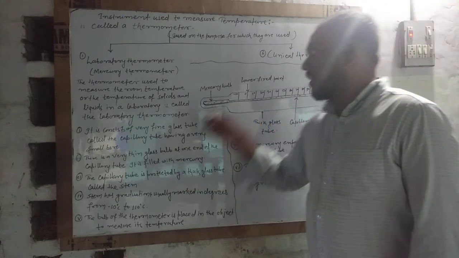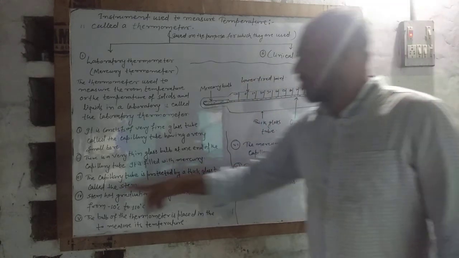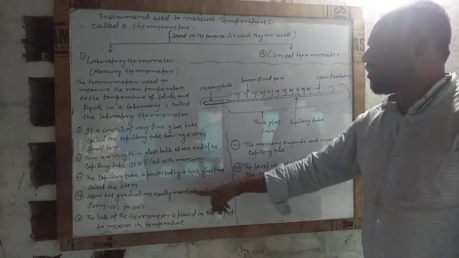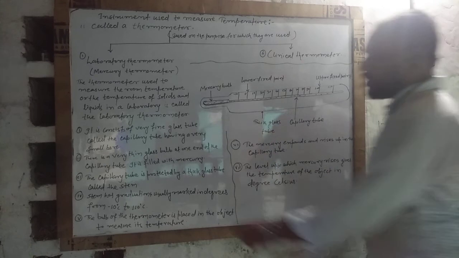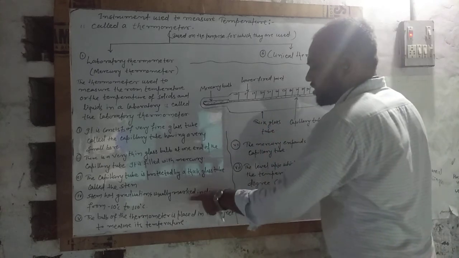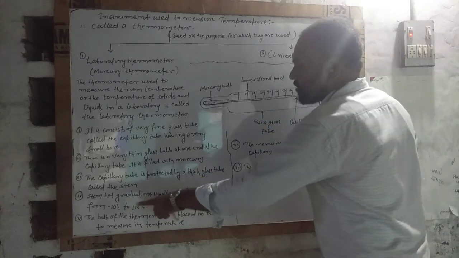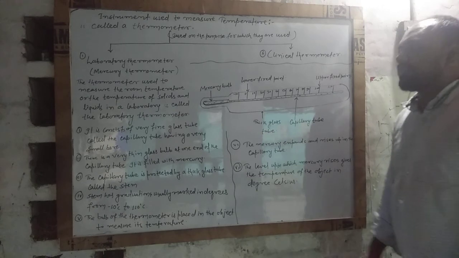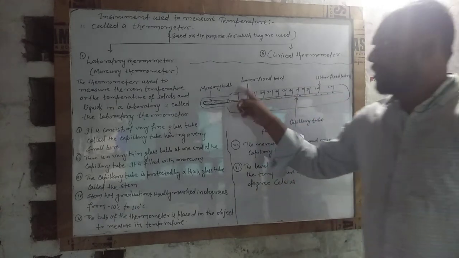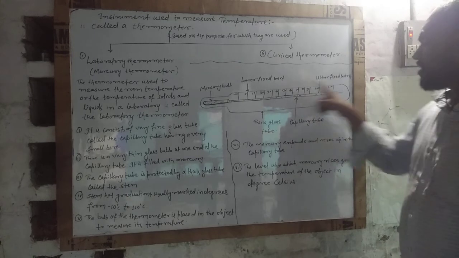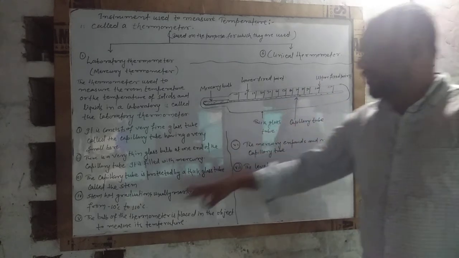This is where the marking is made. The stem has graduations, usually marked in degrees from -10 degrees Celsius to 110 degrees Celsius. It means this stem has graduated marks on it.